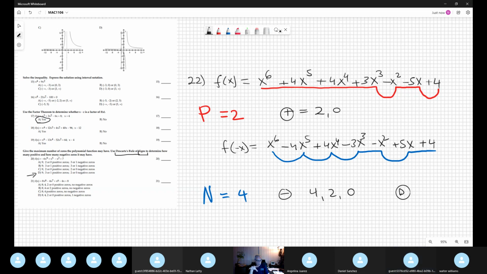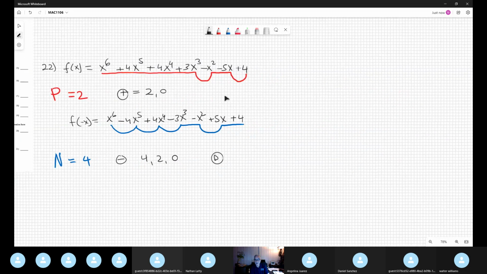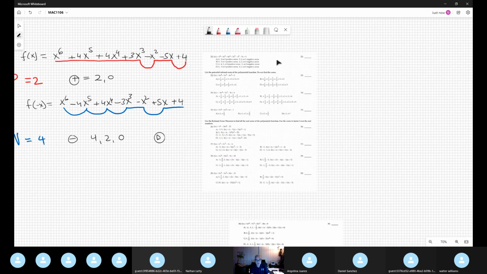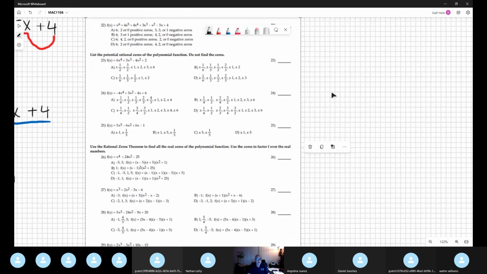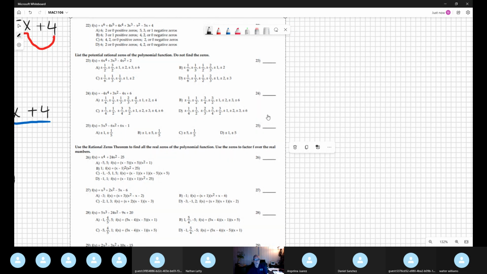I propose you do one more of the rational zeros theorem. Remember, find the potential zeros. Let me try to find, for example, number 23. Number 23 is on this page. So it is the solution for 22 and 23: listing the potential rational zeros of the polynomial function. You don't need verification, it's only a list. So remember, it's a famous formula: plus and minus P over Q. Do you remember that or no?